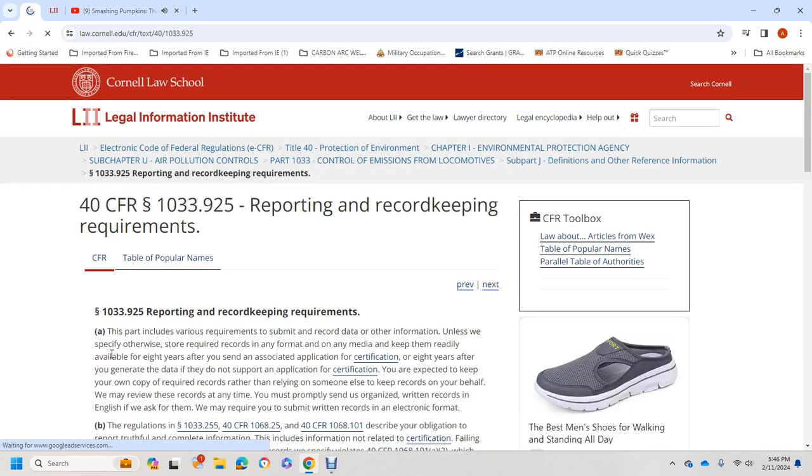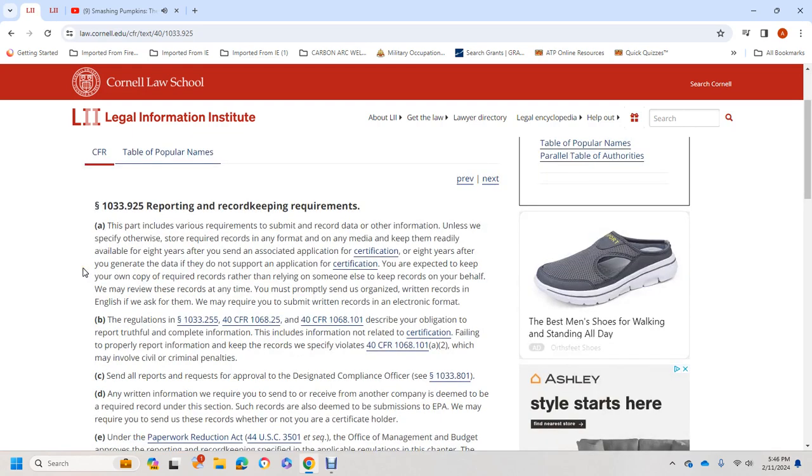Reporting and record keeping, 925. Reporting and record keeping requirements in this part include various requirements to submit data and other information, unless specifically otherwise stated. Store required records in any format or other media. Keep them readily available for 8 years after the submission of the associated application for certification. Keep records for 8 years after you generate the data, even if they do not support the application for certification.